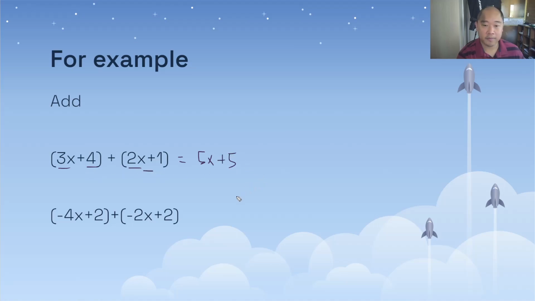to be 5, right? Here we're also adding. We're adding some negative numbers, but we're still just adding. So if we add negative 2 and negative 4, we get negative 6x. And then 2 plus 2 is 4. All right, your turn.